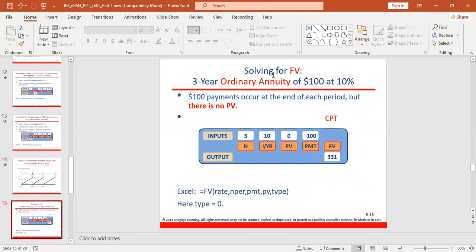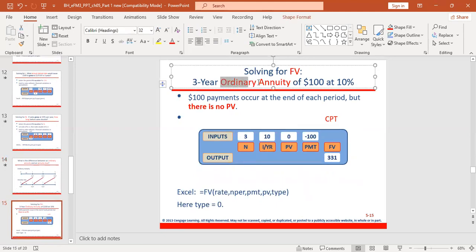Now, look at this question. We are also solving for future value, but because it is an annuity, solve for the future value of a 3-year ordinary annuity of $100 at 10%. Note that in the previous calculation, there was nothing like an annuity. But now we have added annuity. That's the reason why you can see that we are now using PMT. Previously, we normally put 0 because we were not dealing with annuity.